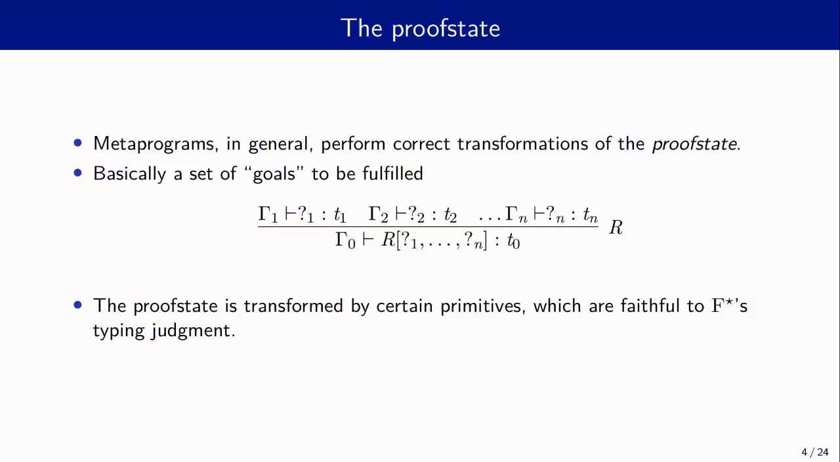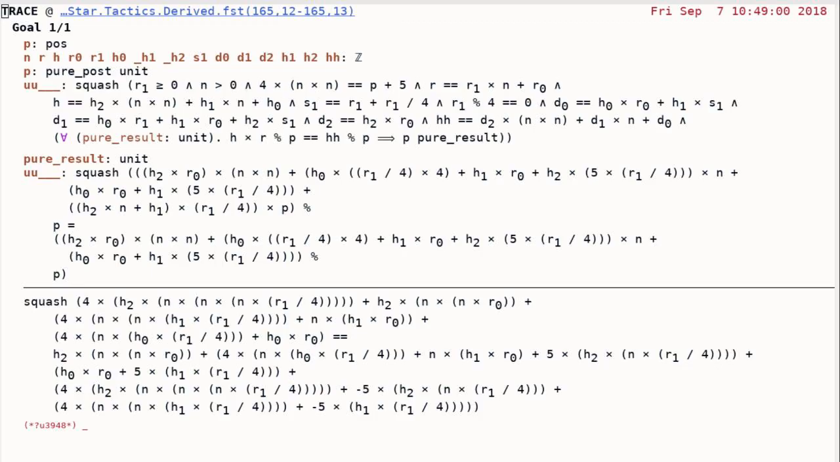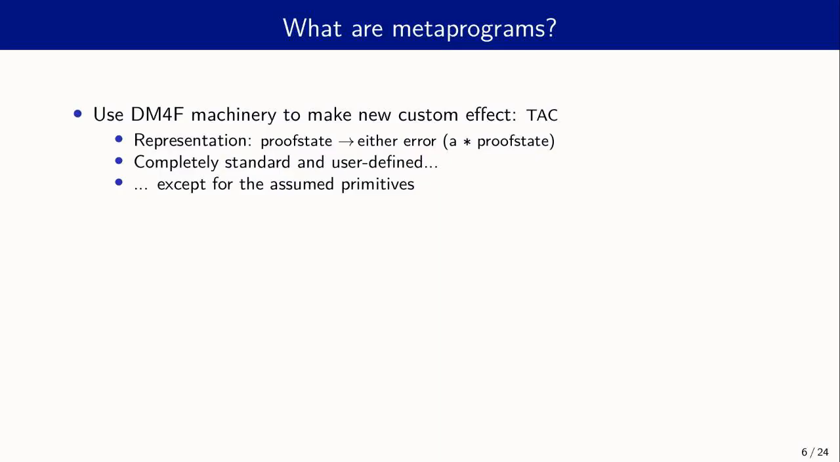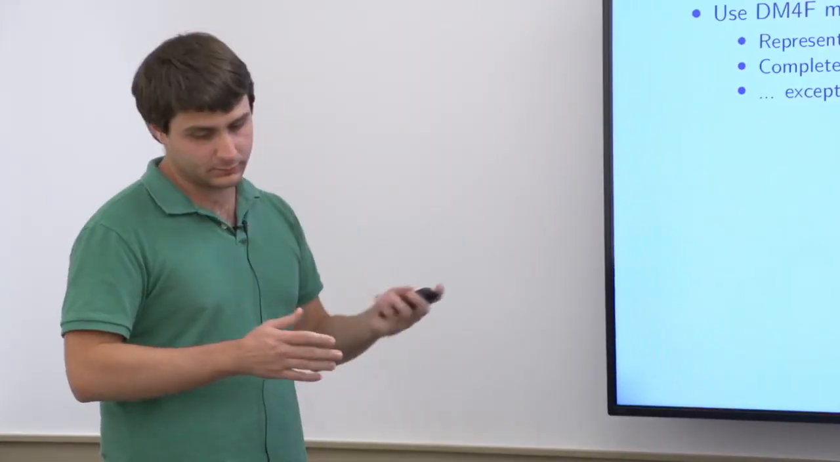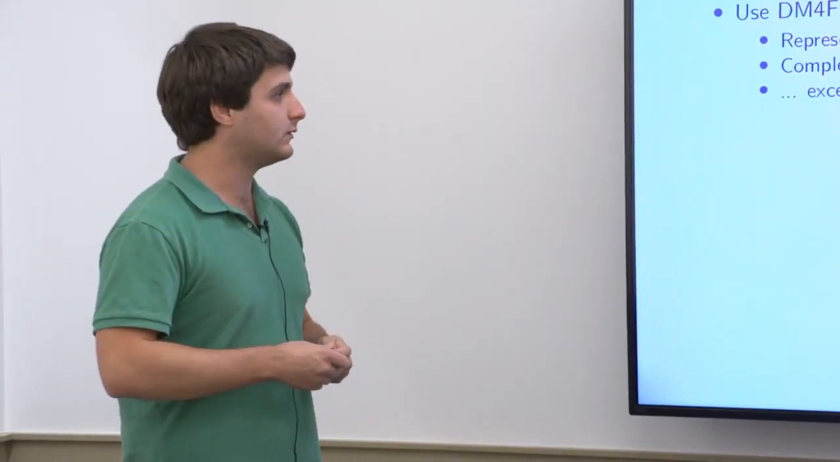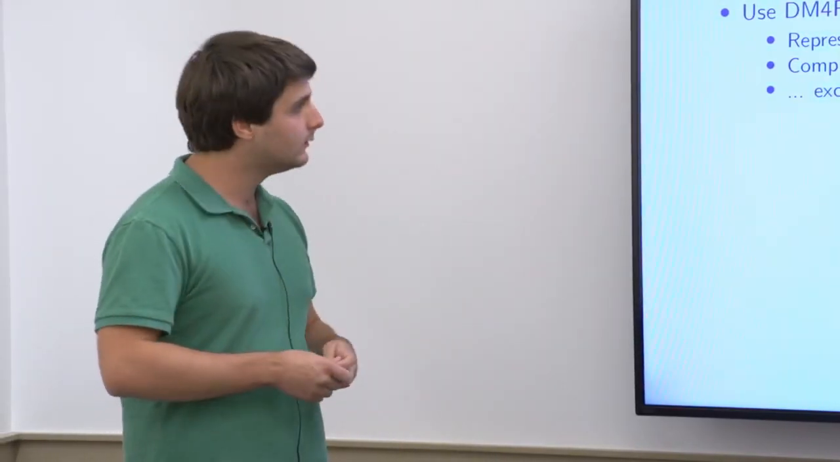This is an example of the actual tool running and showing you a goal that we need to prove, this huge equality of things, and displaying whatever is in the logical context. That's all well. We want to transform this proof state into other things and do it somehow safely.